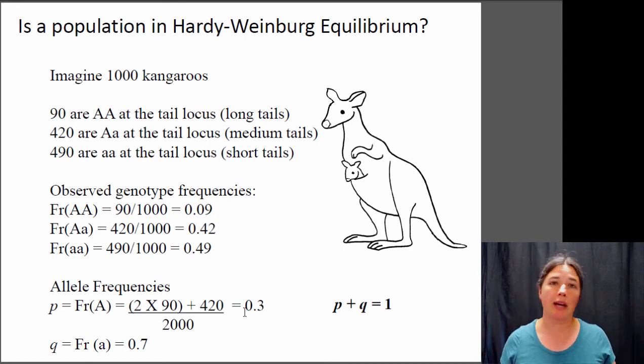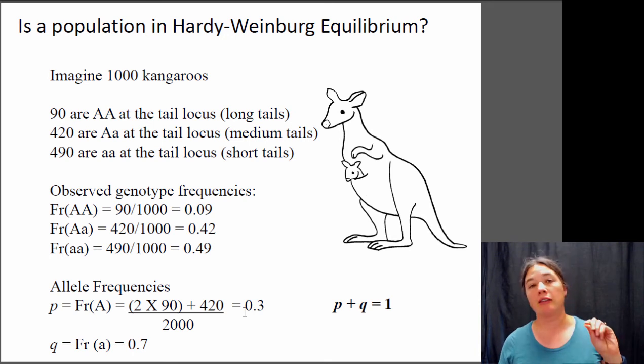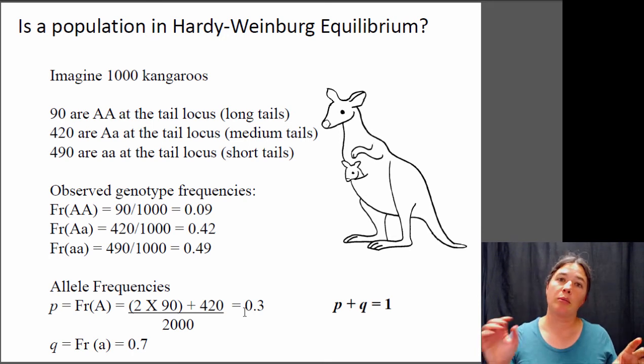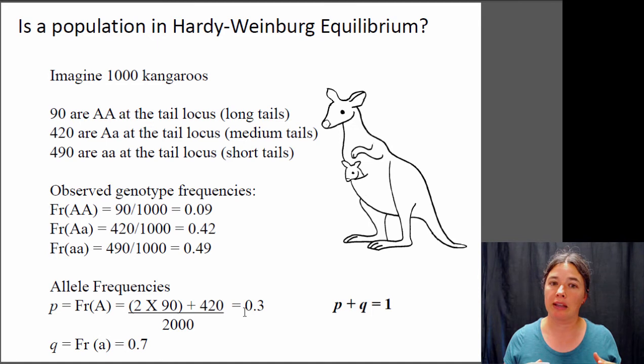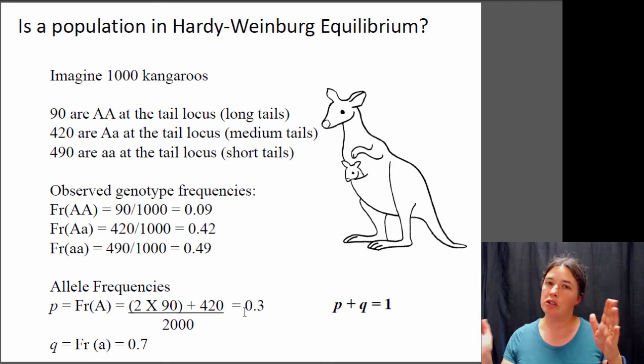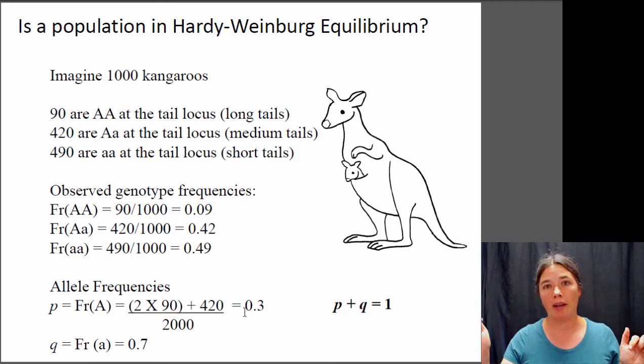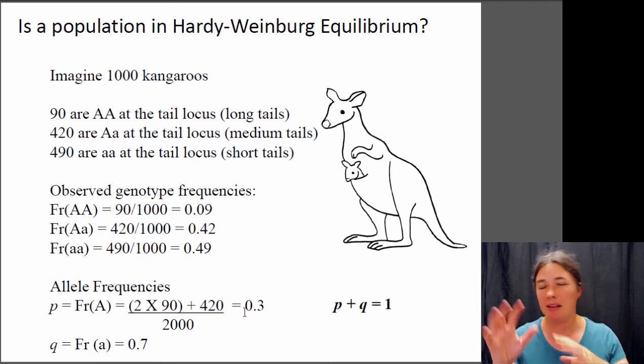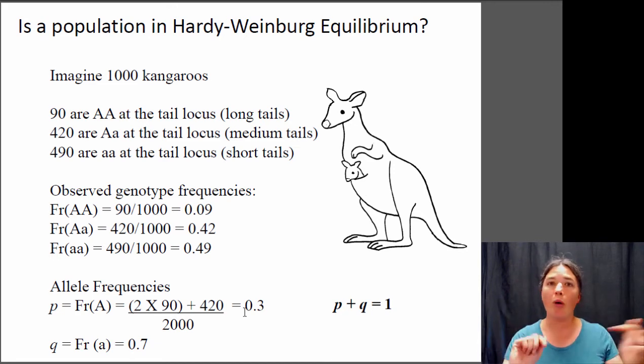So 2 times the number of homozygotes plus 1 times the number of heterozygotes over the total number of alleles. Or you can take a little bit of a shortcut, because p plus q always equals 1. So you can just subtract p from 1, and that'll give you q. Okay, so that's a little bit of a shortcut. You do it both ways. Prove to yourself that you get the same answer both ways. But as long as you're doing your math right, that should always work.